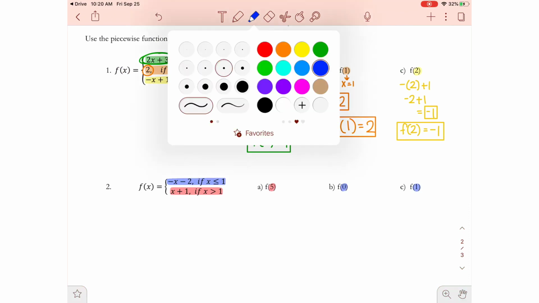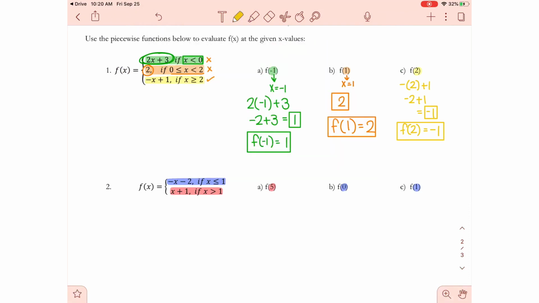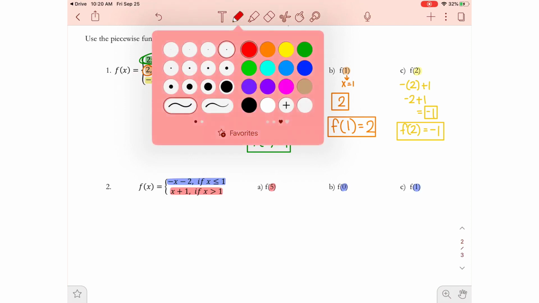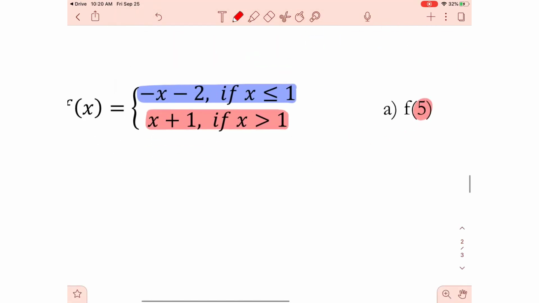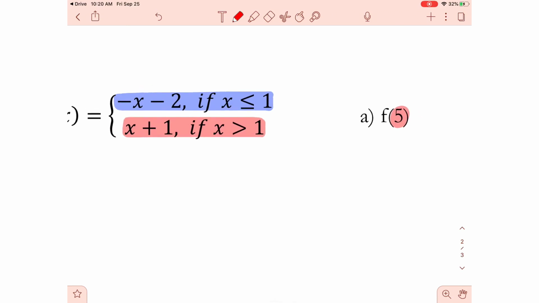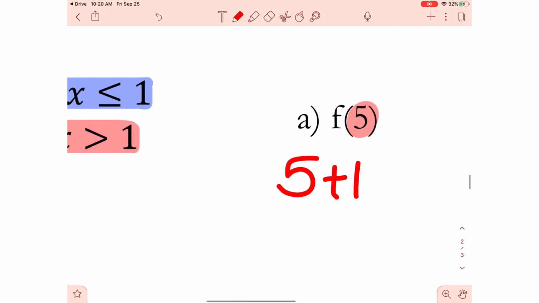Let's plug and chug, and then we're done. So starting with f of 5. Since that one goes into the red, I just plug into the red equation. So x plus 1, plug in 5, we get 5 plus 1, which is 6. So f of 5 is 6.